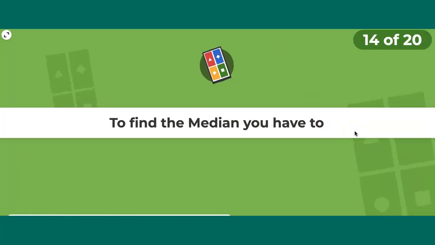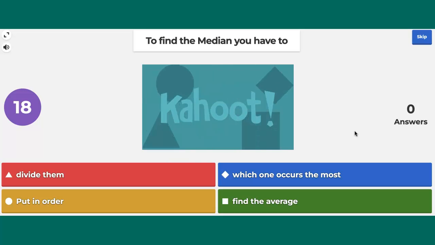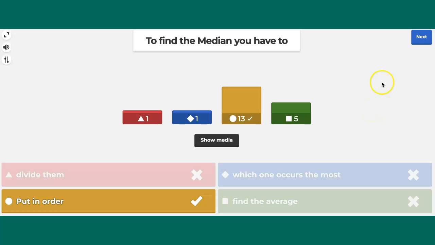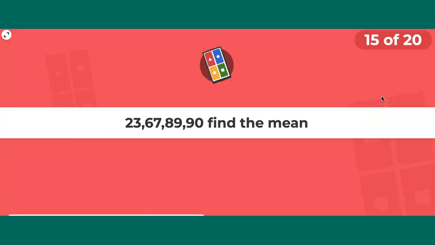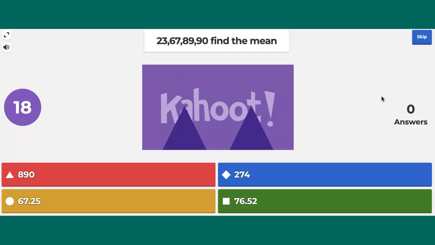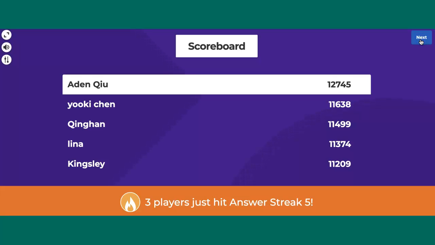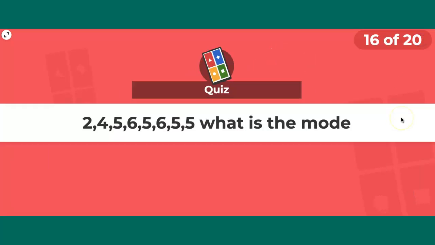Let's do 15 questions. Find the median. You had to put them in order. Which one, of course, the most? Find the average. All right, next. Last question. 23, 67, 89, 90, find the mean. I don't know how to end. Next, let's just finish it.